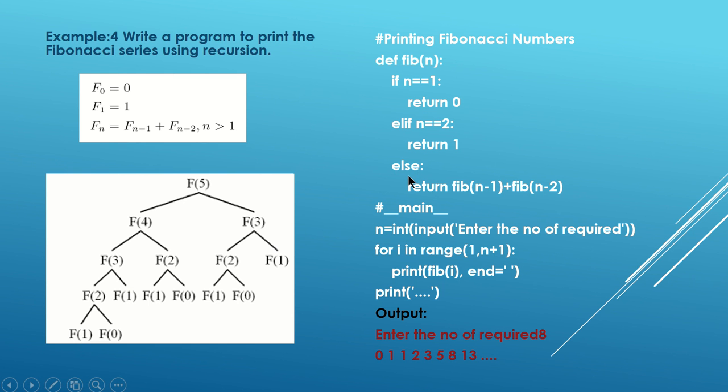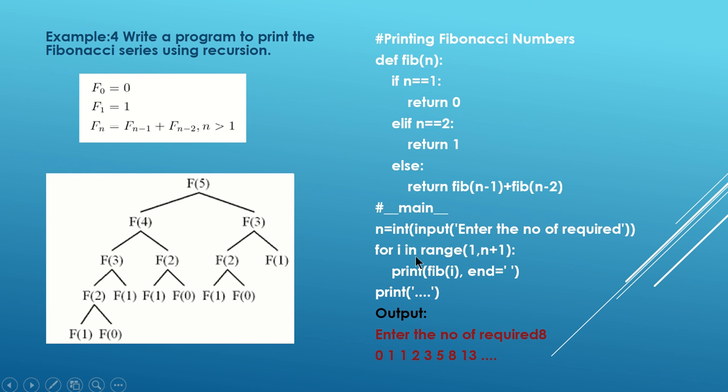Else, how will you calculate the remaining numbers? That can be calculated as Fibonacci of n minus 1 plus Fibonacci of n minus 2. The same formula I have applied here. Here, what you are supposed to do is print every single number that is returned by the function, so I am using a for loop for the same. n is equal to int of input, enter how many numbers you require. 5 means 5, 10 means 10, however many Fibonacci numbers you want to print. So you read that value.